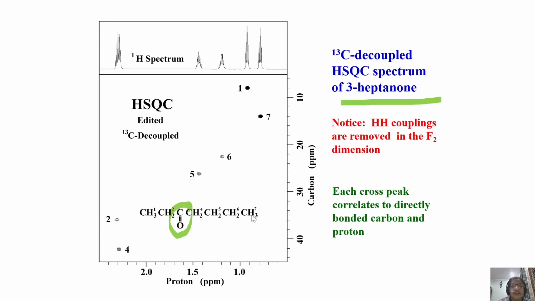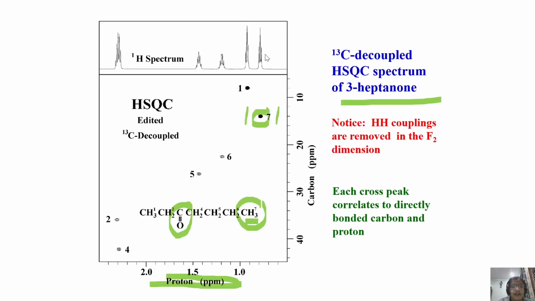Now, this is a carbon-13 decoupled spectrum. That means when you are observing proton, you are decoupling carbon-13. So, let us take this example of proton 7. This is a CH3 proton. In reality, in the coupled HSQC, this was a doublet, right? But now, because you are removing the carbon-proton coupling, you are seeing only one peak at the center.